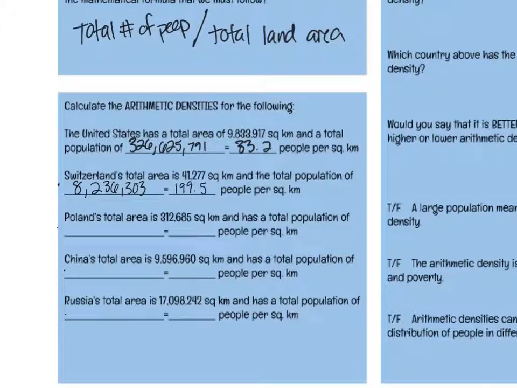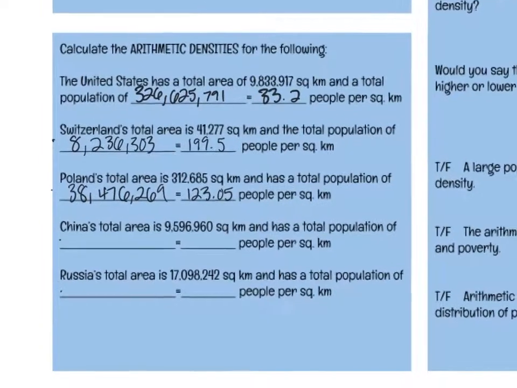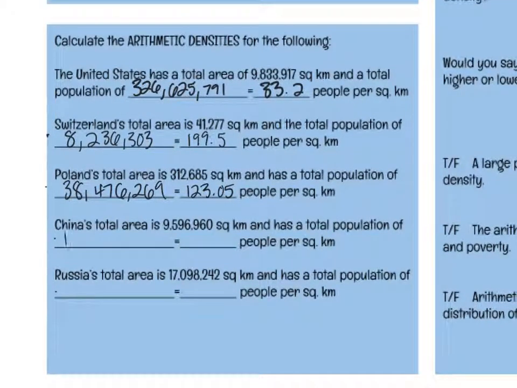Poland's population was what? 38 million, 76,000, 269. Yep. Okay, so the math for that was 123, right? 0.05 people per square mile. China, what was China's population? 1 billion, 379,302,771. Yep. Okay, so that meant how many people per square mile? What was the math? 143.72. Okay.